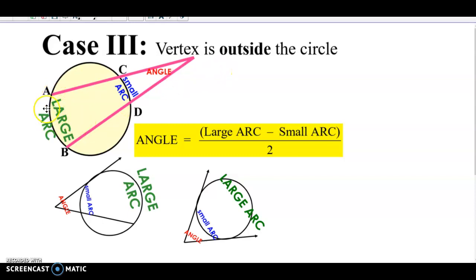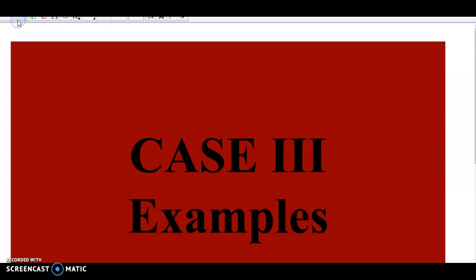So if we look at this example here, we have the large arc here and the small arc here. So we would do large arc minus the small arc over 2 is equal to whatever the angle measure is. Again, here's some other examples where we have the large arc and the small arc. Order does matter here because with subtraction, you would get something different. So it's not like the one previously where adding two numbers, you would get the same thing. So let's just go ahead and jump right into some examples here.